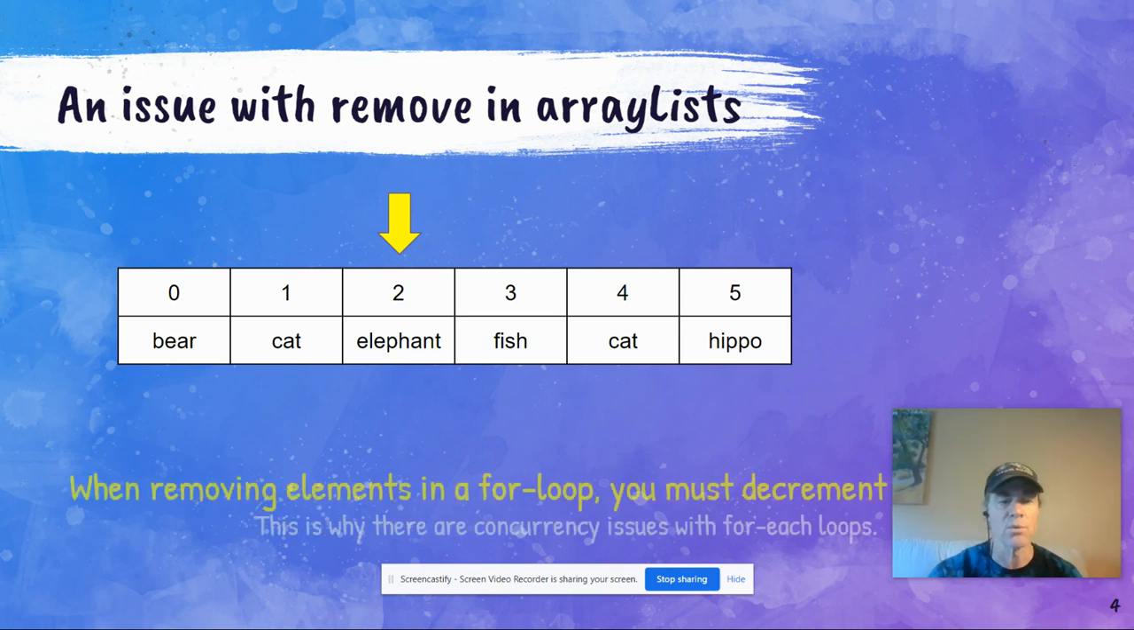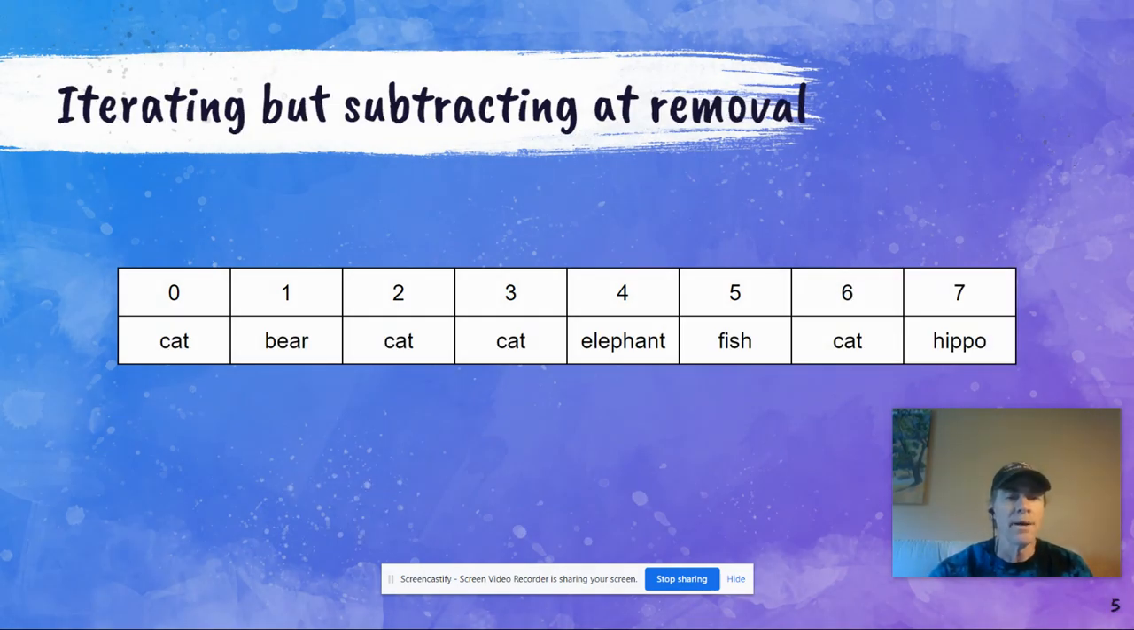So whenever you're removing elements from an array list, if you're doing that in a loop, remember that you've got to decrement your iterator when you do that. And that's also the reason for the concurrency issues when you're trying to use a for each loop. So let's watch what happens when we try to do that. And we do decrement.